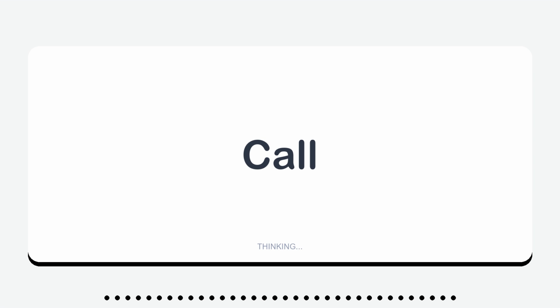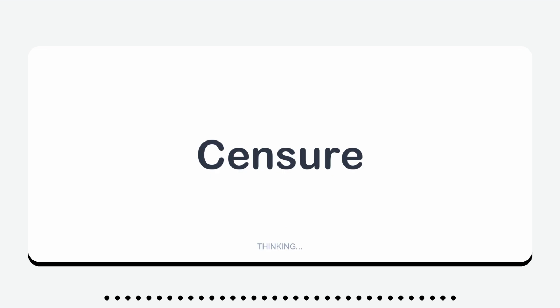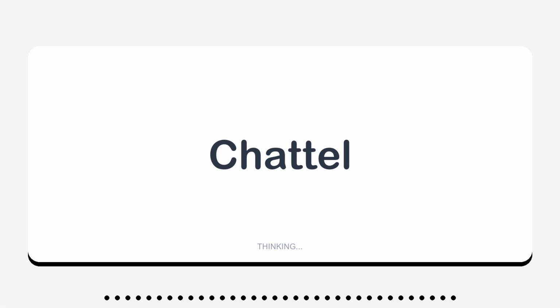Call. The compass direction and distance for each boundary line. Censure. Disciplinary power of the Commission whereby it reprimands a licensee, usually for technical violations occurring for the first time. Chattel. Personal property.